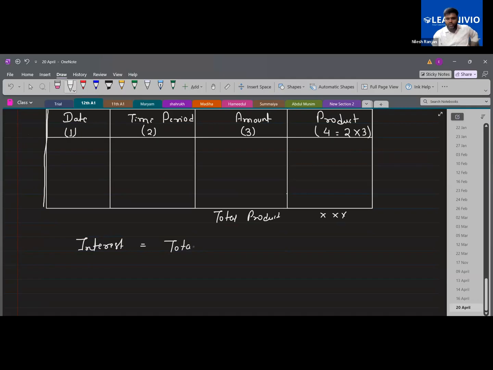It will be total product multiplied by rate by 100 into 1 by 12. You have to write 1 always. There is no time, only 1. Why are we taking 1? Why are we calculating interest for 1 month only? Because the time period you have already taken here. You have multiplied this with amount. So it means that time period is already considered. That's why we have written only 1. We are dividing it by 12. So that is the product method.